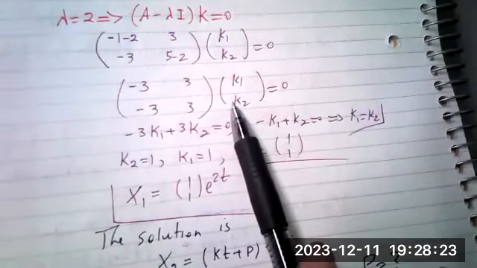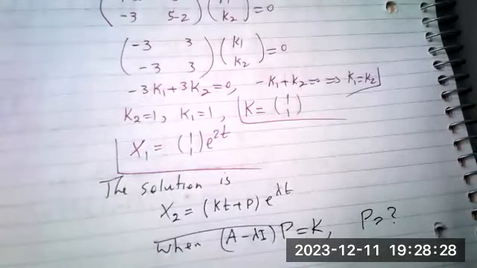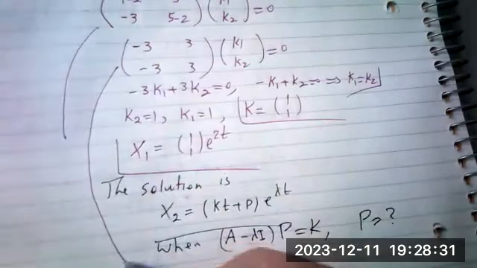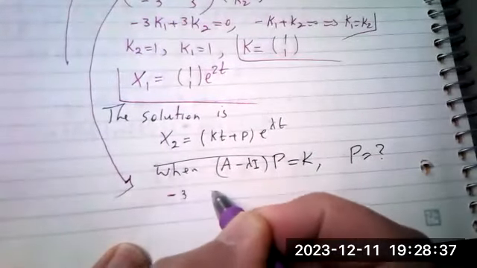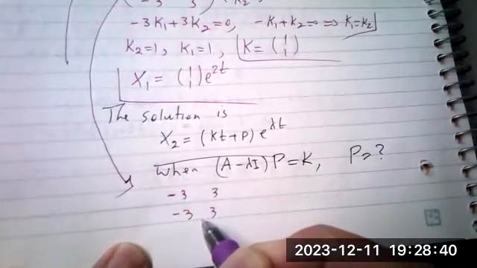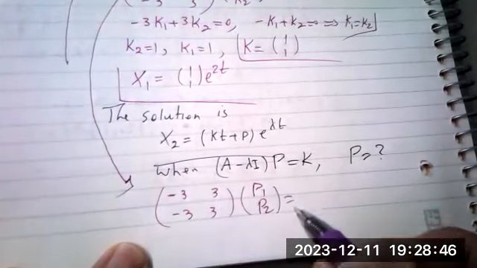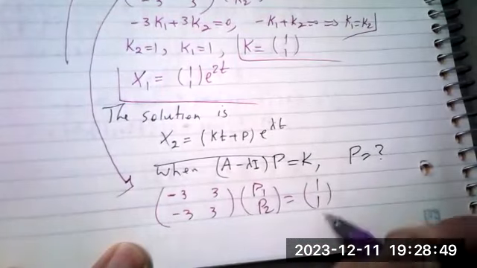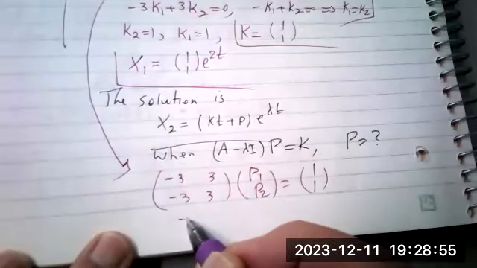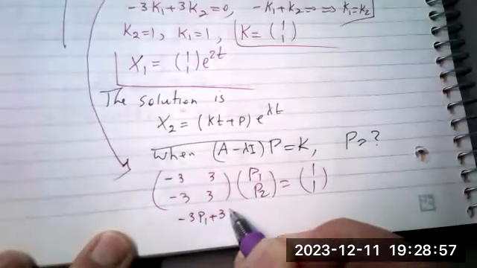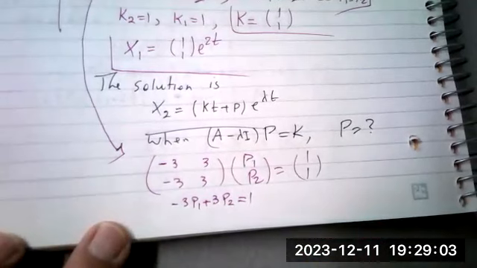Okay, but this is going to be p equal to the k to get this number, so it will be very easy to form. Simply, we are going to have negative 3, 3 this time, times p1, p2 is equal to the k. K is 1, 1. So again, the first row gives you the result, negative 3p1 plus 3p2 equal to 1 this time.